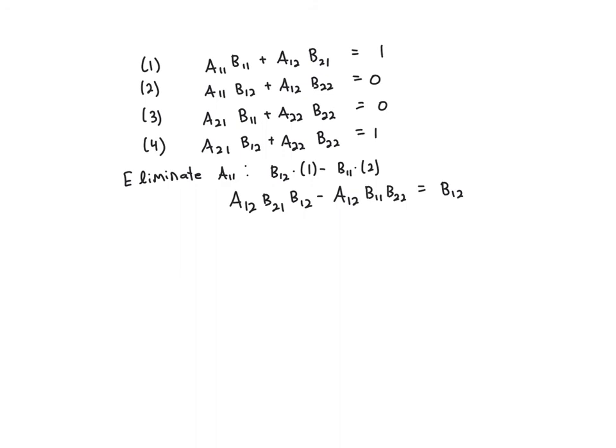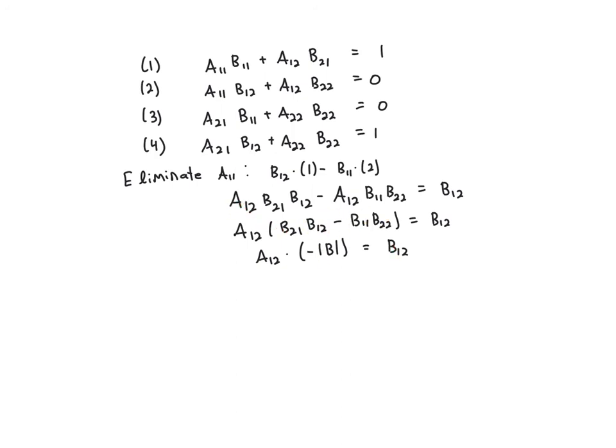And now we look for any patterns we can see. If we look at the A12, that's a common factor in both. If we look at what's left over, it looks like the determinant of B, almost. The diagonal matrix is the one that's being negated. So it looks like we have the negative of the determinant of B. So we factor out that common factor A12, and what's left inside is the negative of the determinant of B.